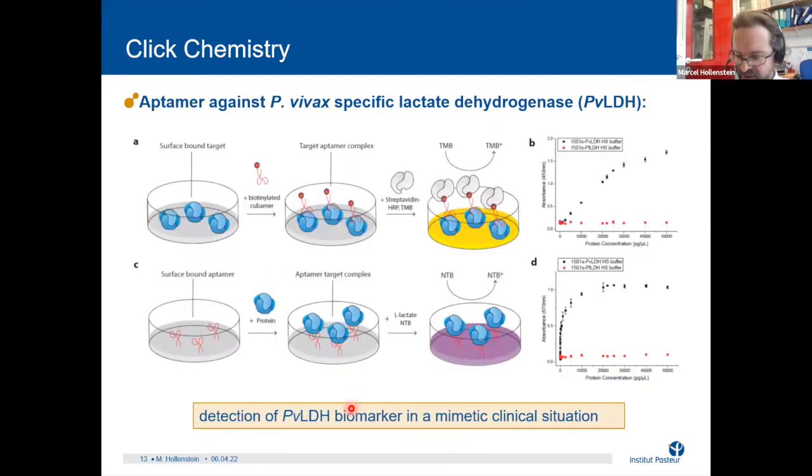Our collaborators in Hong Kong then used the cubomer in a mimetic clinical situation to identify and distinguish PVLDH from PFLDH and successfully worked in two different types of assays.